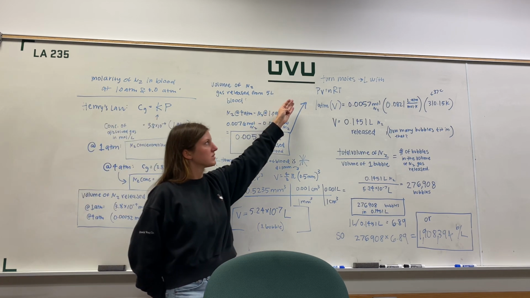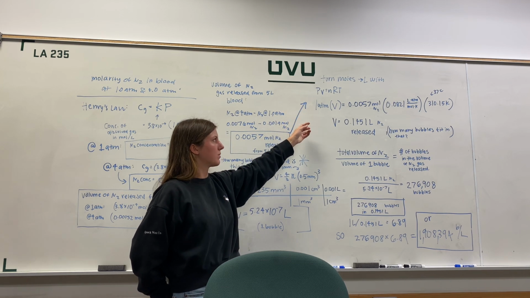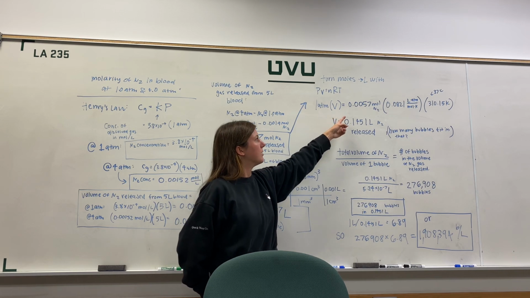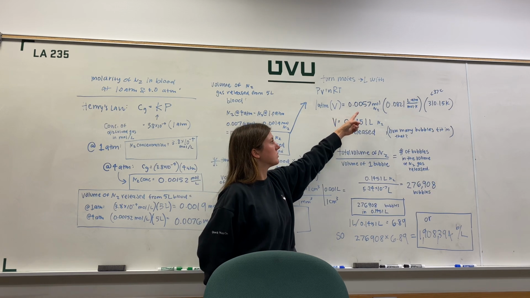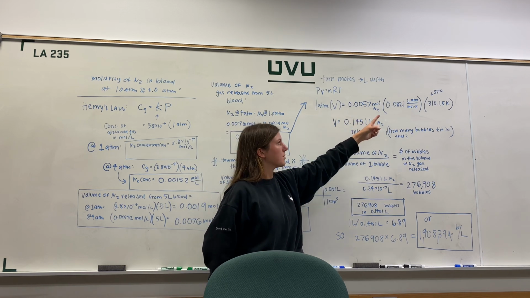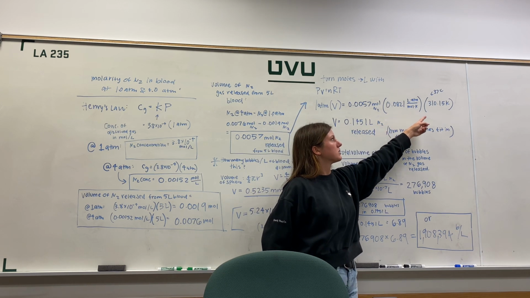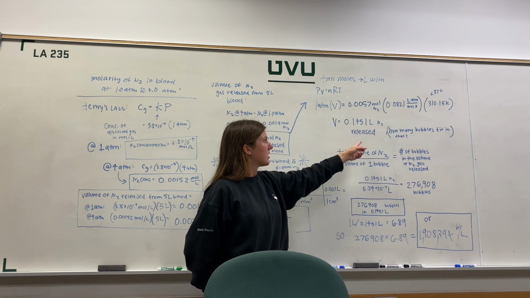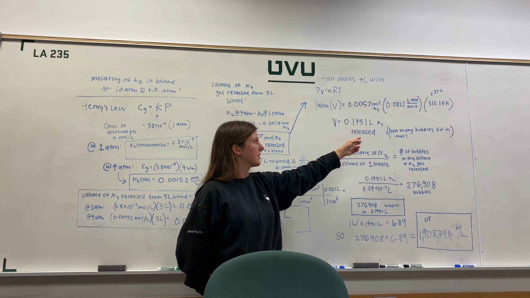We want to turn the moles into liters. We're going to use PV equals nRT. So we plug in everything that we know. So we have 1 atmosphere times the volume, which is what we're trying to find. And we have our moles from over here. So 0.0057 moles of nitrogen gas times the gas constant, 0.0821 liters times atmospheres over moles per Kelvin, times our temperature, which is 310.15 Kelvin. So we know that our total volume of nitrogen gas that was released is 0.1451 liters.